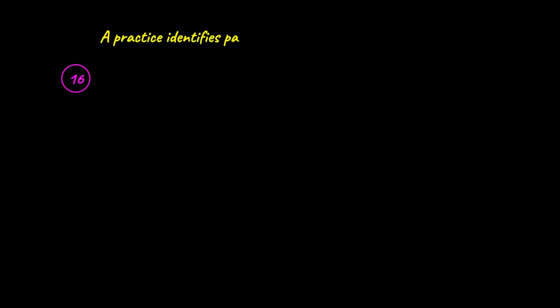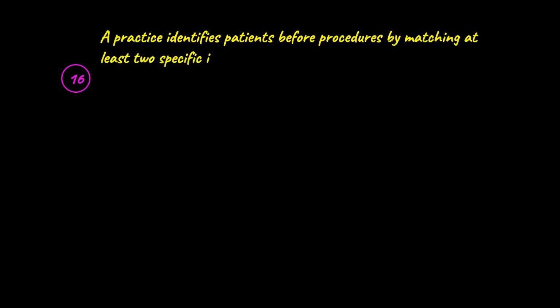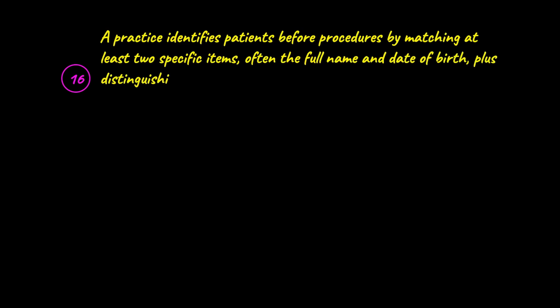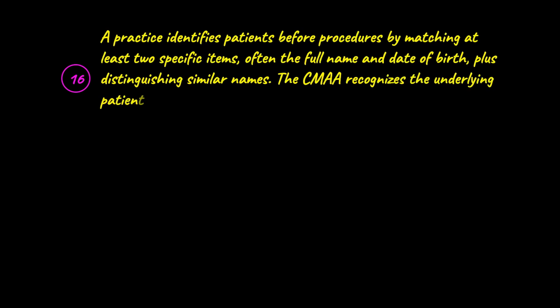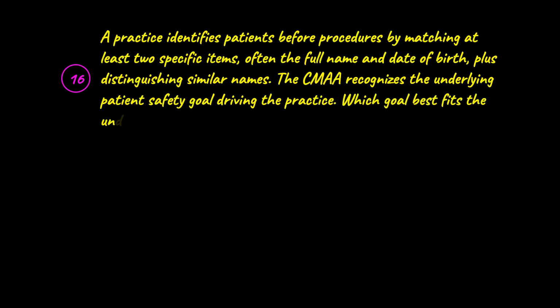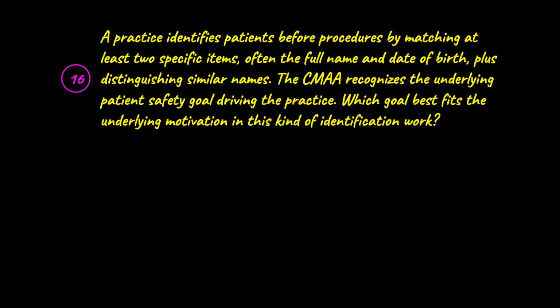Question 16. A practice identifies patients before procedures by matching at least 2 specific items, often the full name and date of birth, plus distinguishing similar names. The CMAA recognizes the underlying patient safety goal driving the practice. Which goal best fits the underlying motivation in this kind of identification work?